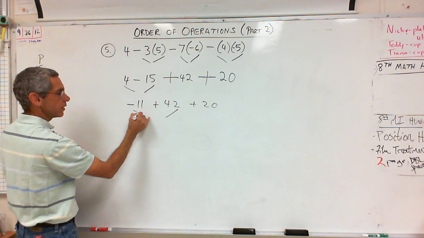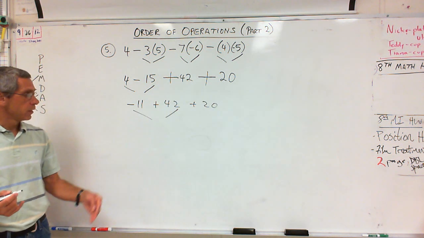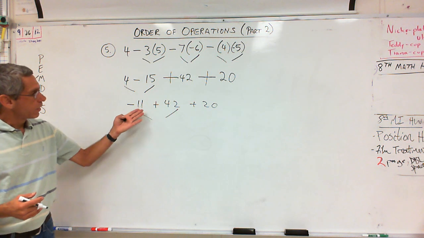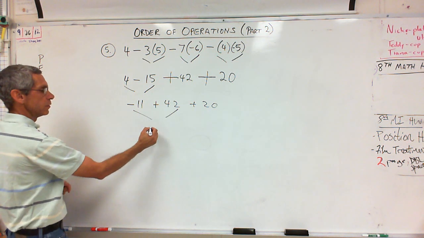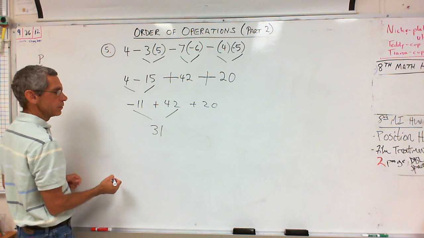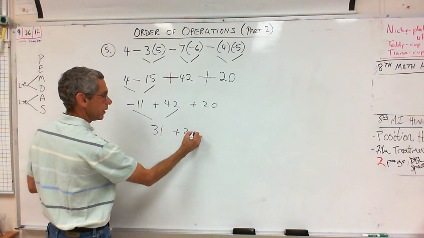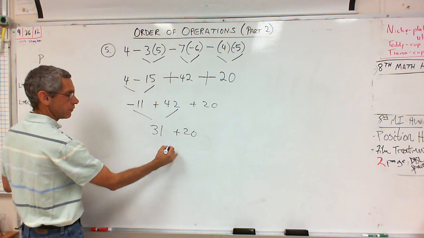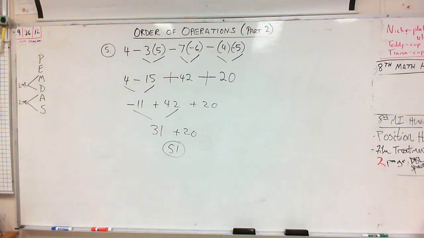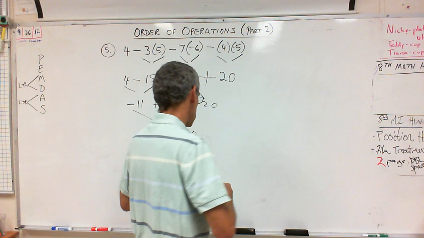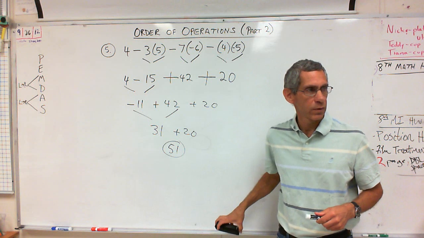So I'm continuing to go from left to right. What's negative 11 plus 42, or 42 minus 11? 31, right? And then plus 20, what's that? 51. There we go. So far, does it make sense? Yep. Is this helpful? Is it useful?